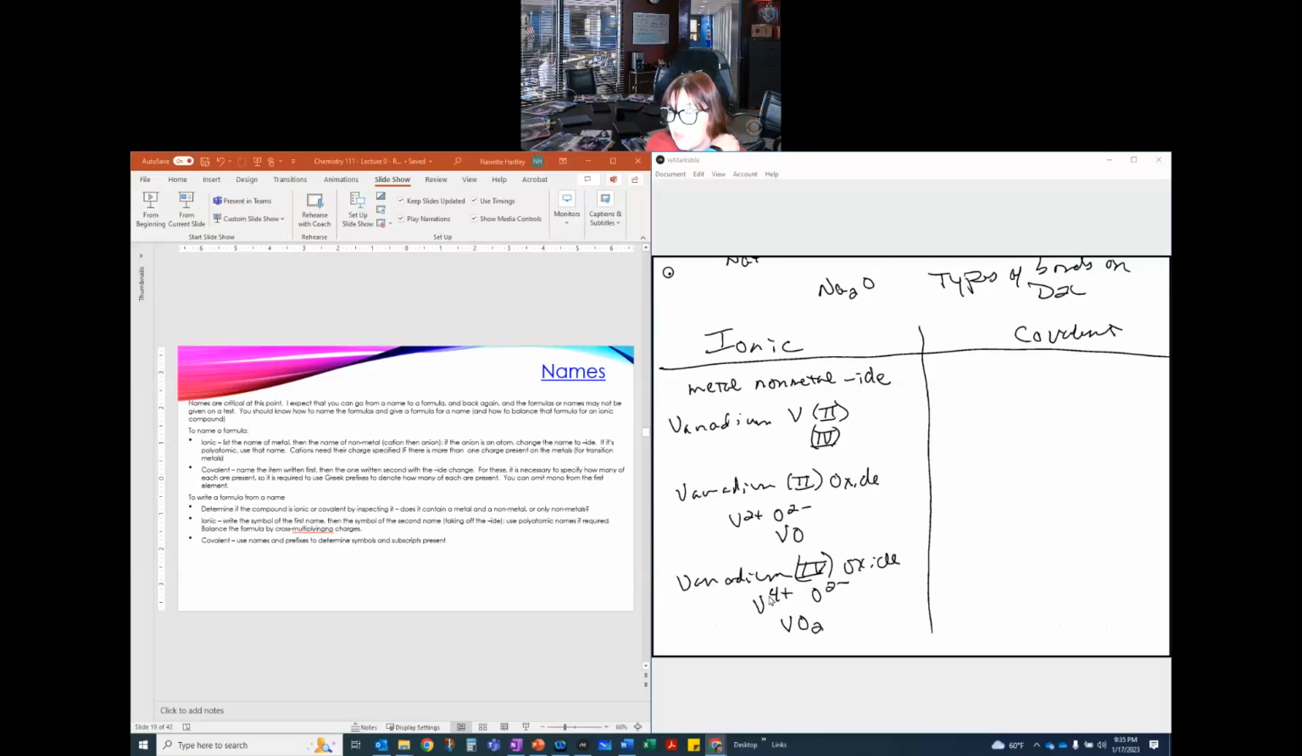Okay, so for the metal to nonmetal, the ratio is fixed by the charges on the species that we have. So if we have something that can have multiple charges, we need to indicate what those charges are. So that's going from an ionic name to a formula. All right, so this is our name to formula.